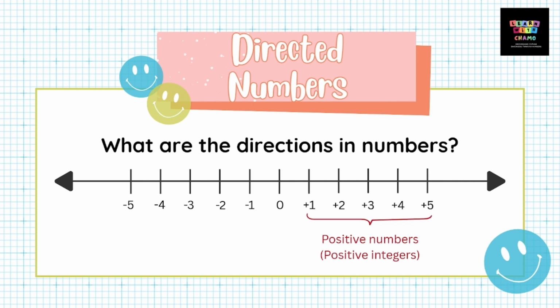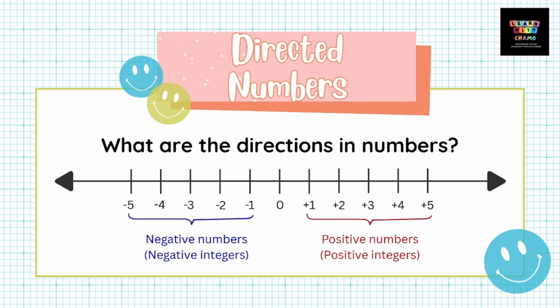Integer means a whole number without any decimal or fraction. 1, 2, 3, 4, 5, 6 and so on, without any decimal or fraction, we know as integers. So integers literally mean the same, positive numbers or positive integers. And numbers with negative signs we call negative numbers. A minus mark is written in front of these numbers, so we call them negative numbers or negative integers.